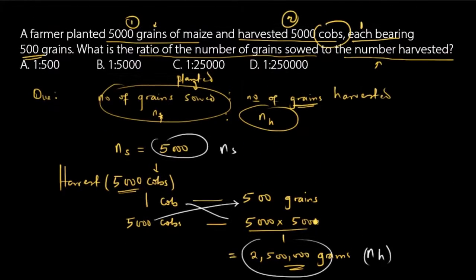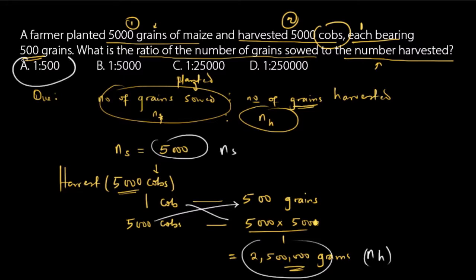Let's check our answer and see if it's there. So 1 ratio 500. Yeah, so the answer is A.